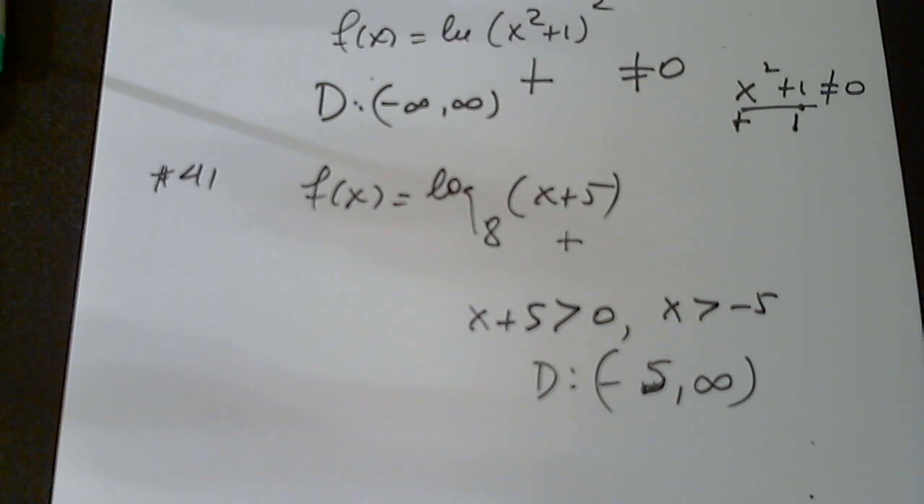Write each equation in its equivalent exponential form and backwards, and evaluate without a calculator. So 13 through 29.